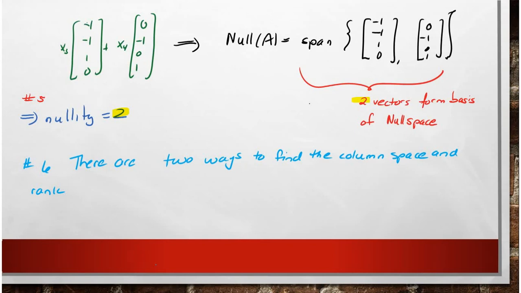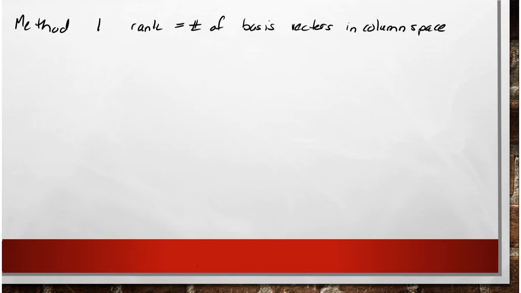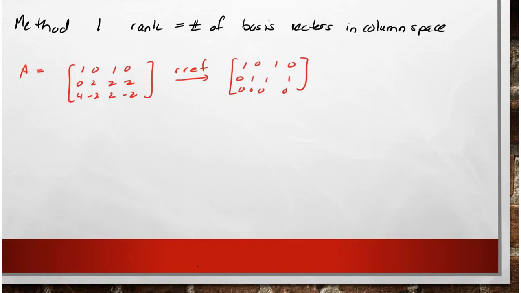The next problem asks you to find the column space and the rank, and they ask you to find the column space in terms of basis vectors. So you have to do some work there. There are actually two ways to find the rank, and I'm going to show you both ways. The first method of finding rank: it's the number of basis vectors in the column space. So how do I find the column space?